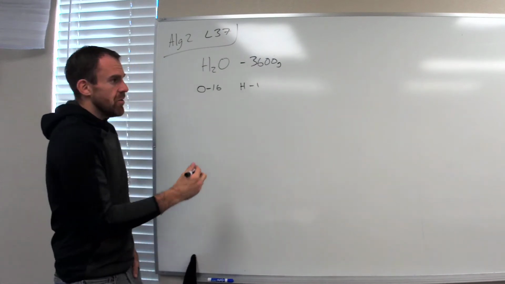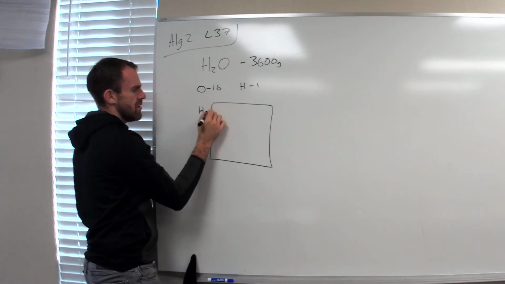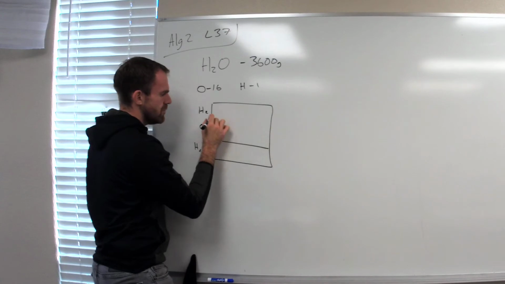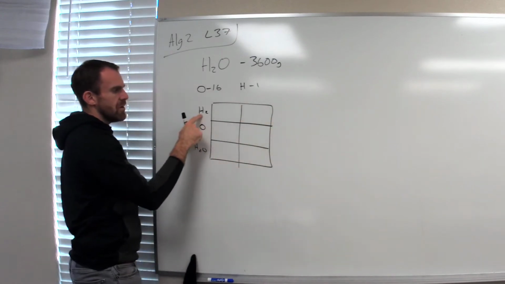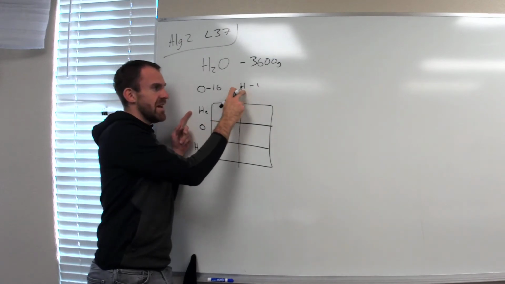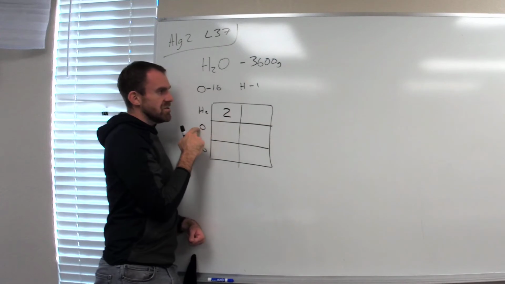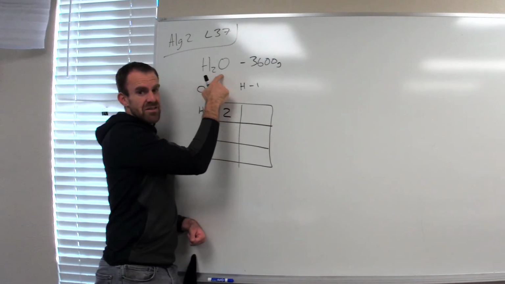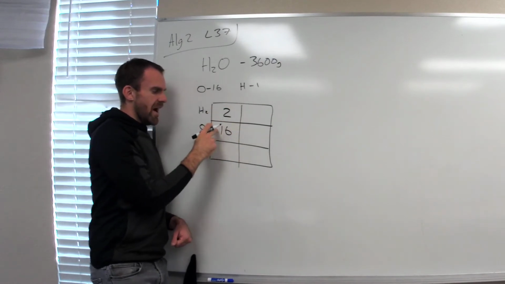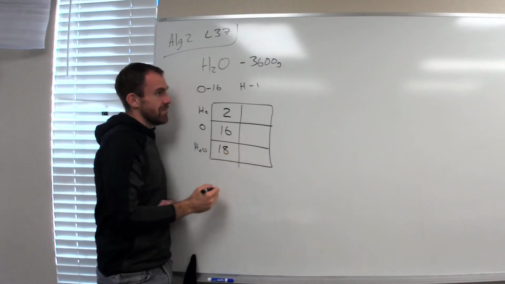So what you're going to do is set up a table with hydrogen, oxygen, and water. Then we know that there are two hydrogens, so the mass of hydrogen is H times 2, which would be 2. 1 times 2 is 2. We also have one oxygen, so you get that straight from the formula here. One oxygen, which would be 16. So if you add those, the weight of one water molecule is 18.